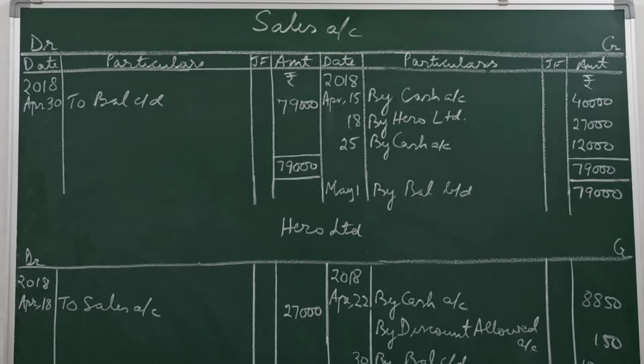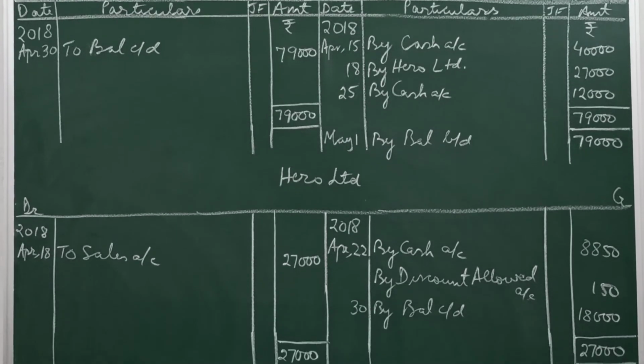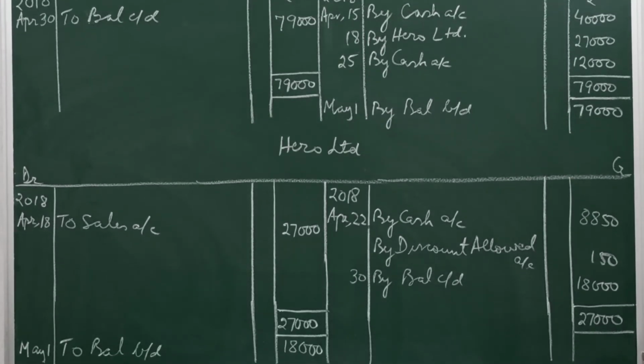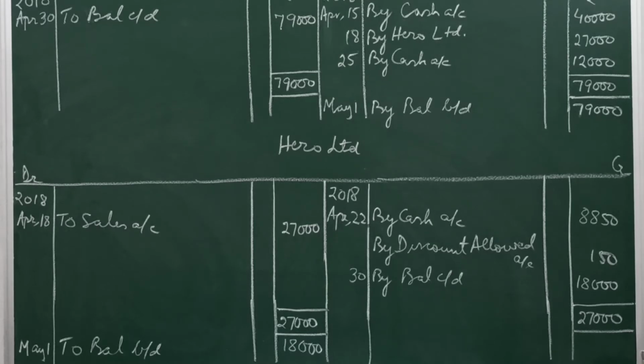Next account is the account of Hero Limited. As you can see, on 18th there was credit sales, Hero Limited debit to sales account. Now Hero Limited is debit the receiver rule applies. Personal account, so the firm is receiving goods of 27,000, so you will post on the debit side, and opposite to the debit, in the credit, is sales account, so write to sales account with 27,000.